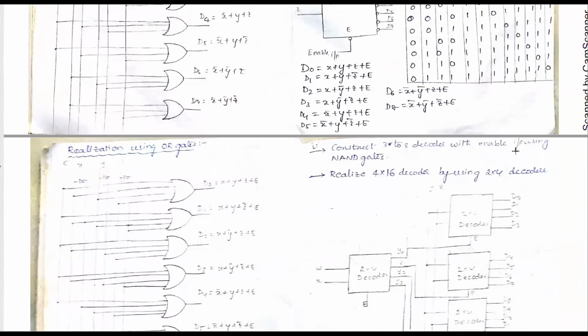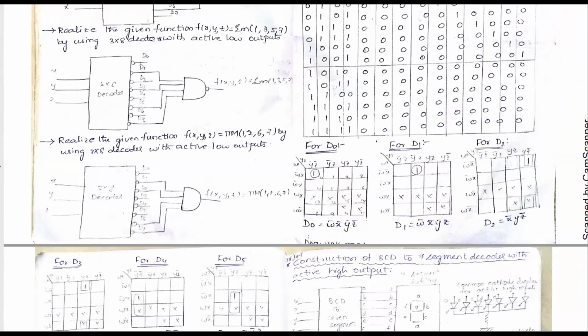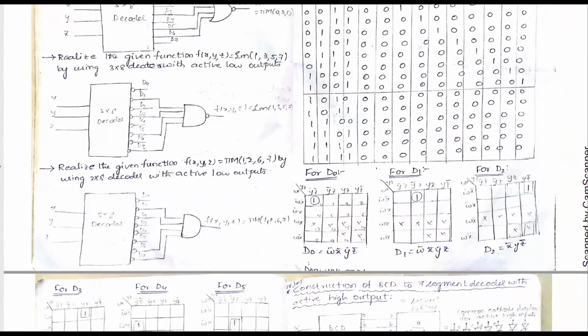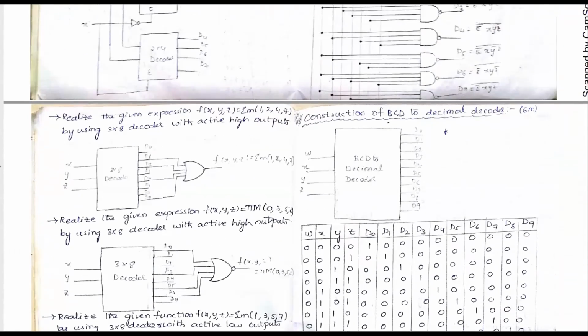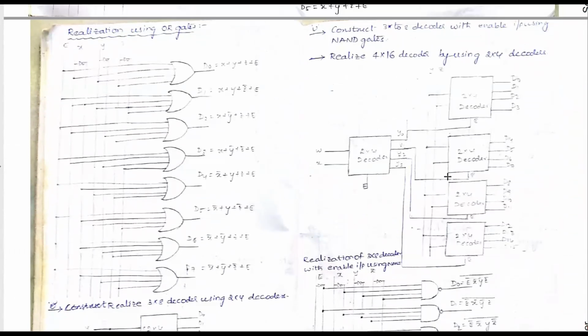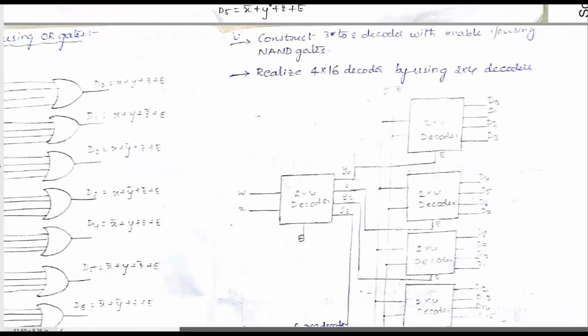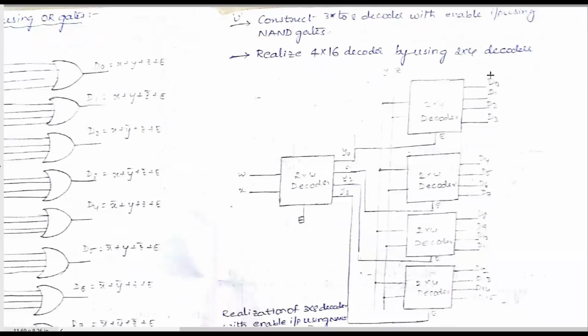You will see till now we have verified the 2 to 4 decoder and similarly the 3 to 8 decoder. Now we are going to see the 4 to 16 decoder. Screen connection of 4 to 16 decoder. The construction of 4 to 16 decoder using 2x4 decoders.